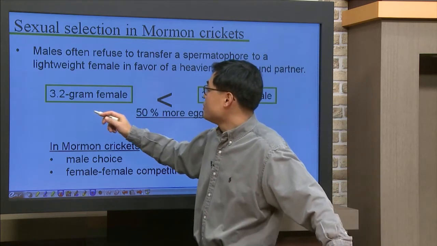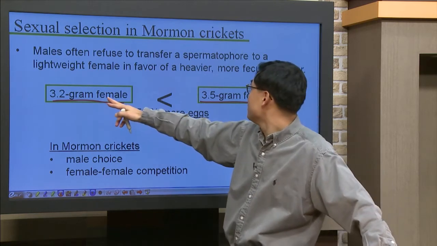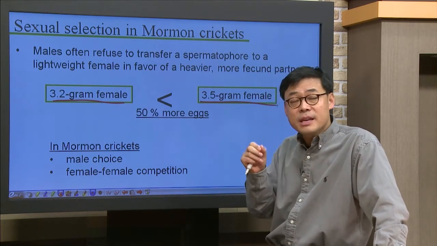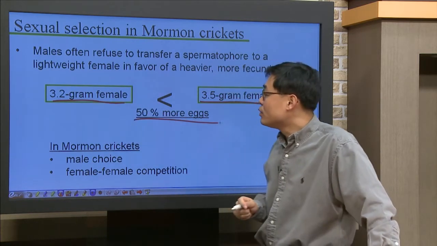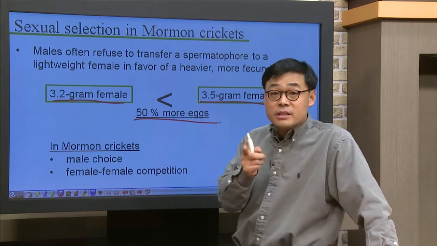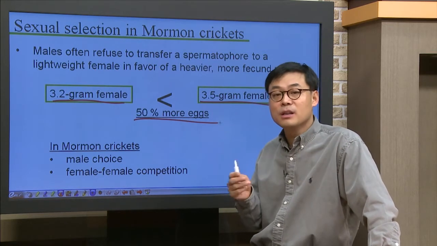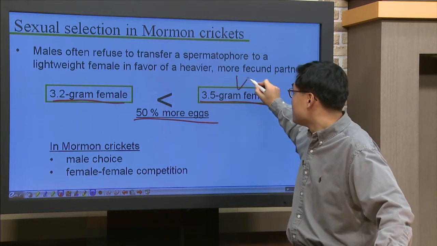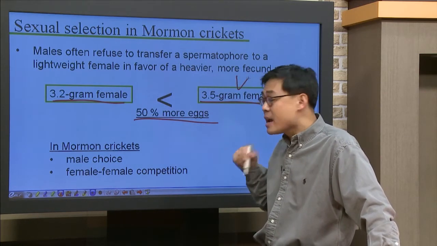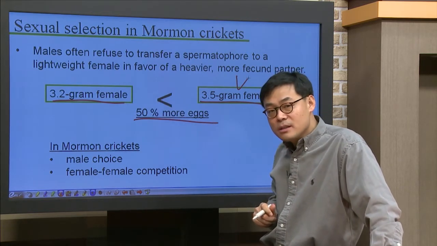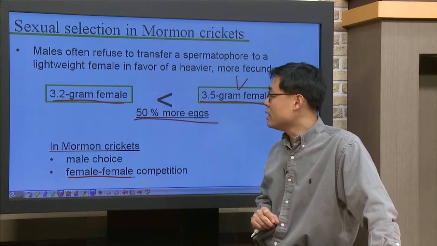So let's assume that here's a 3.2 gram female and a 3.5 gram female. There's slight difference in the weights of these two females. There's only 0.3 gram difference between these two females. But if you count the eggs, the 3.4 gram females have about 50% more eggs than these 3.2 gram females. So if you're a male, you have only one chance of giving your spermatophore as well as your sperm to these females. And which female do you want to choose? You probably want to choose this female because this female has 50% more eggs than the 3.2 gram females. So the males exercise choice among females. They usually choose the heavier females, and the females compete with each other for the access to the males.